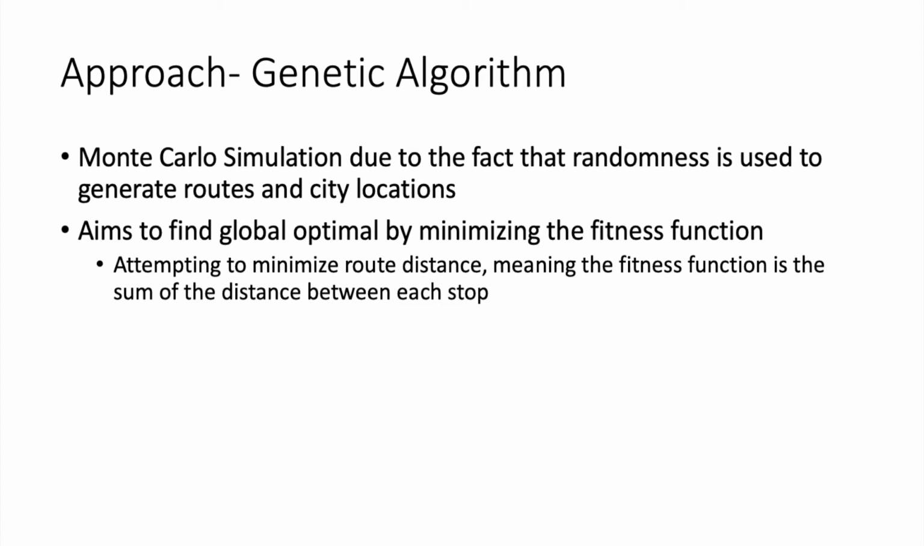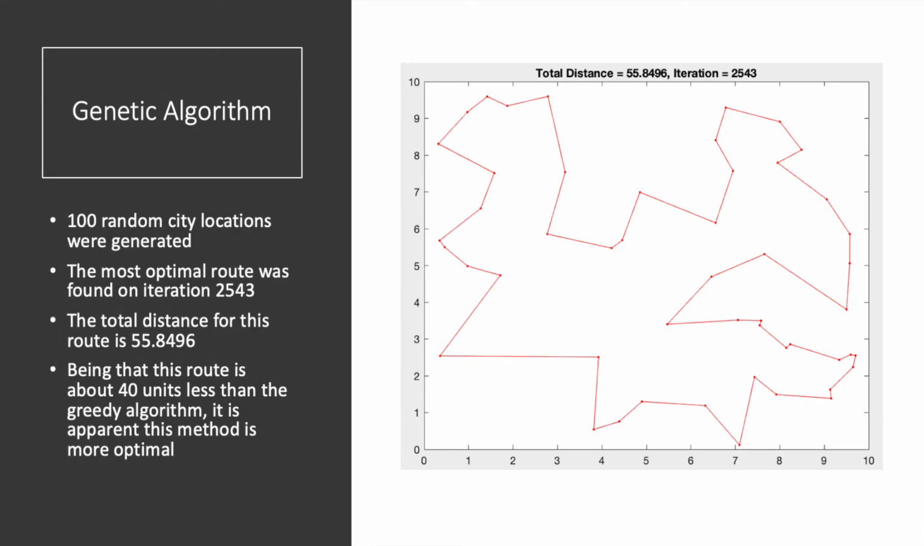And the steps of a genetic algorithm are used to solve the TSP. And here they are. After the same 100 cities were generated, the most optimal route was found on iteration 2543. The total distance for this route was about 55 length units.